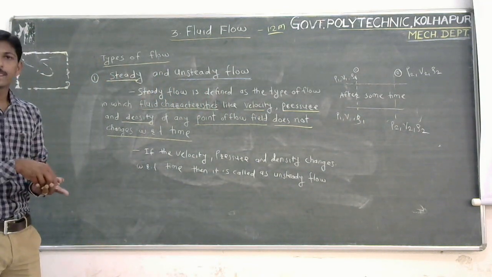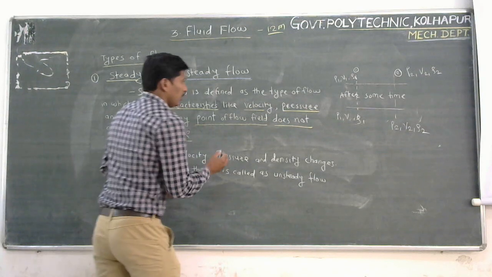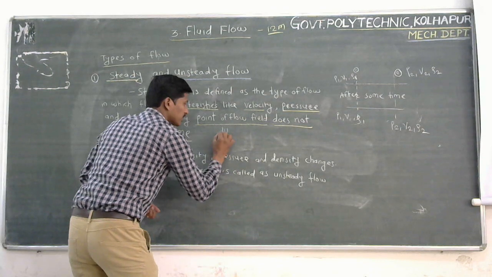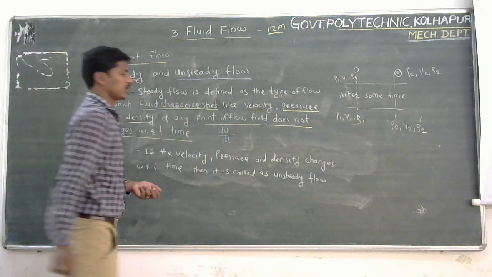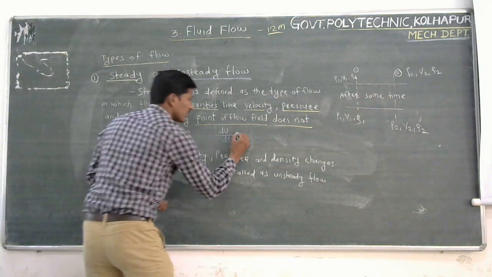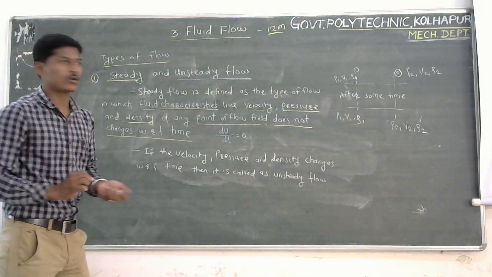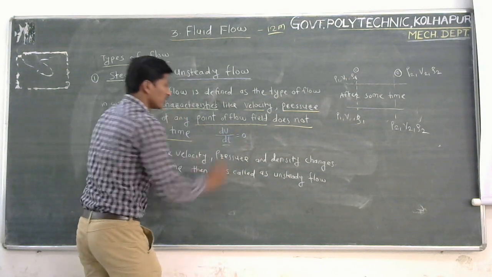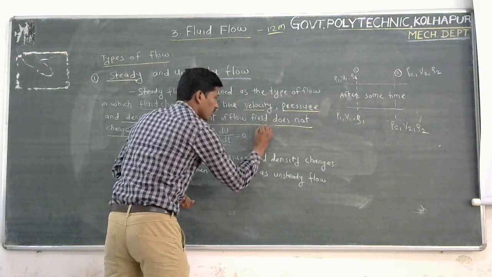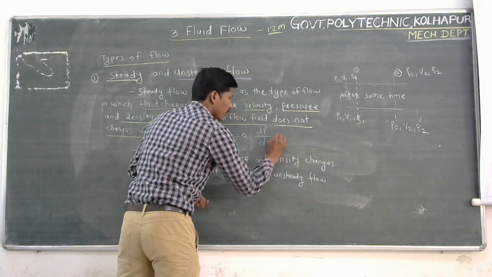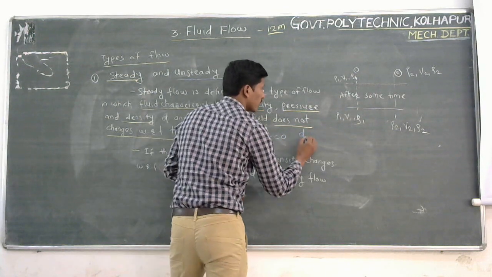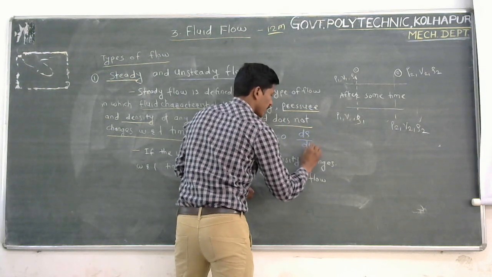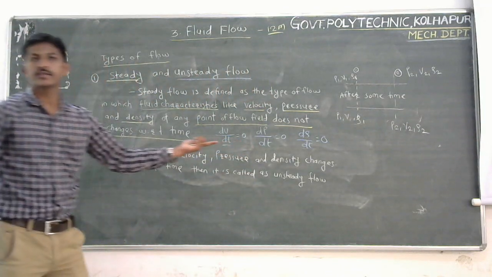Mathematically we can represent the steady flow like this: the change of velocity with respect to time must be 0, because it should remain constant with respect to time. So the change of velocity with respect to time will be 0, the change of pressure with respect to time will be 0, and the change of density with respect to time must be 0. Then it is called steady flow.